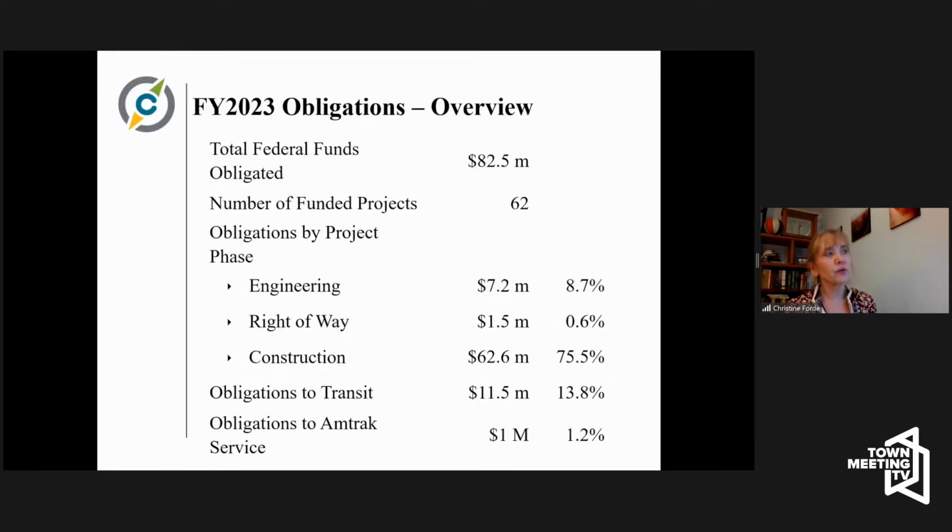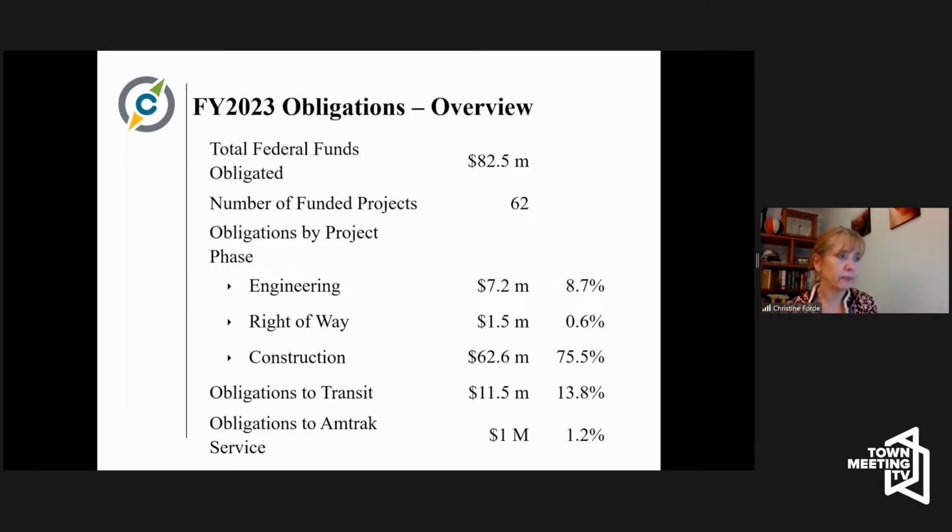So just an overview. In 23, before we get to 25, 82.5 million was spent in Chittenden County. There were 62 projects funded. Most of the money, 75.5%, went to the construction phase of the project. The next 8.7 went to engineering, and then 0.6% to right-of-way. So most of the money was spent for construction, which is great, things that are actually getting built.